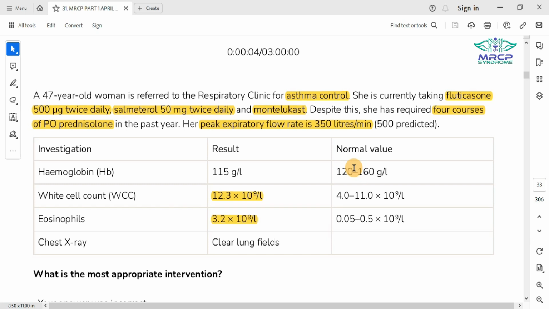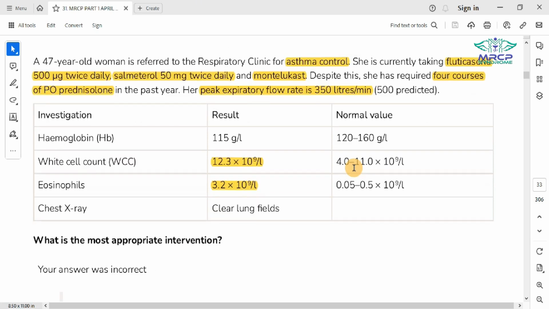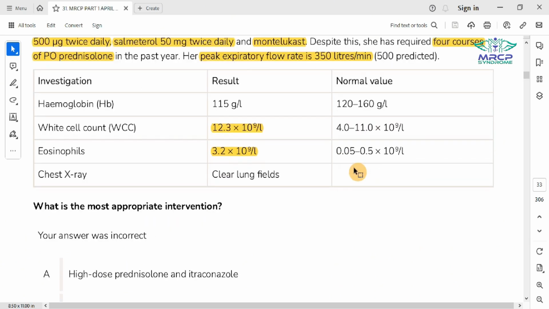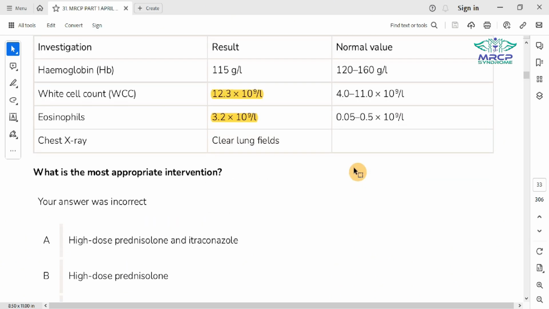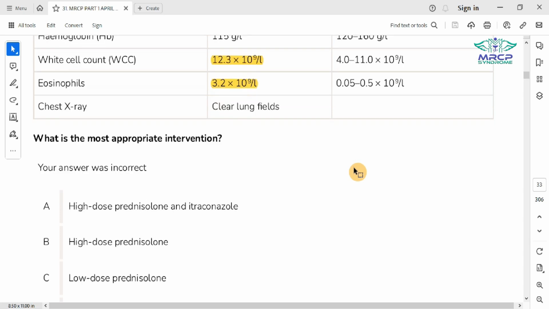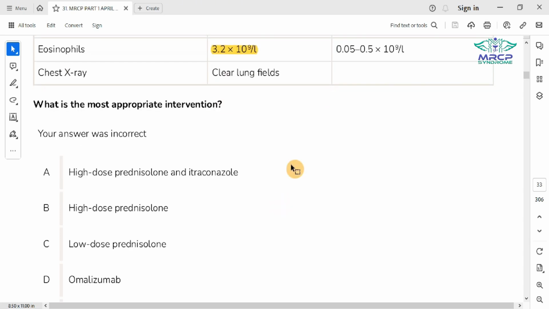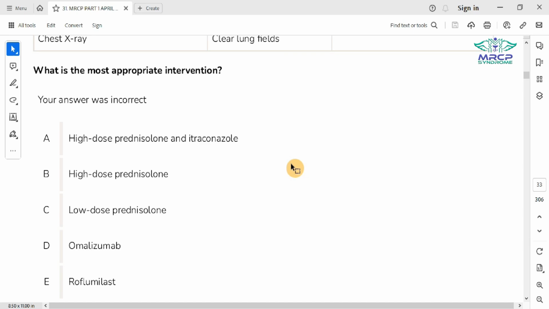Hemoglobin is low, 115 gram per liter. WBC is high, 12.3 into 10 to the power 9 per liter, and the eosinophil level is high also. Chest X-ray shows clear lung fields. So what is the most appropriate intervention? What should be the most appropriate intervention in this patient?